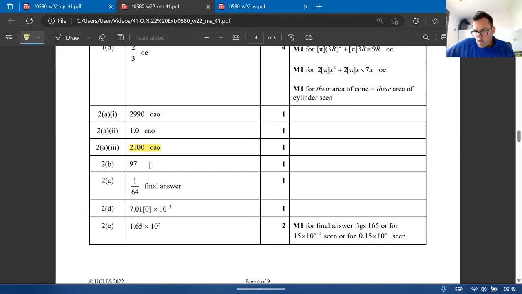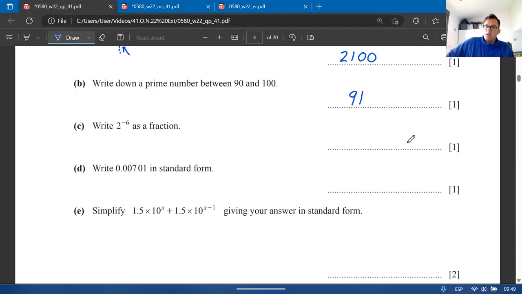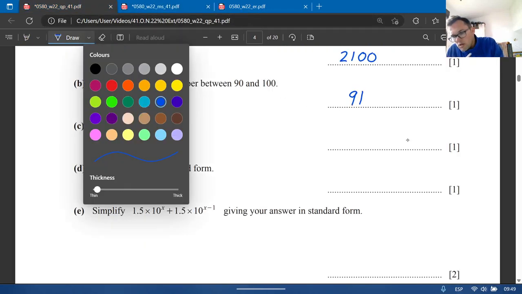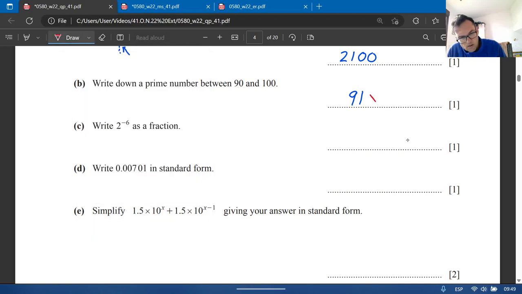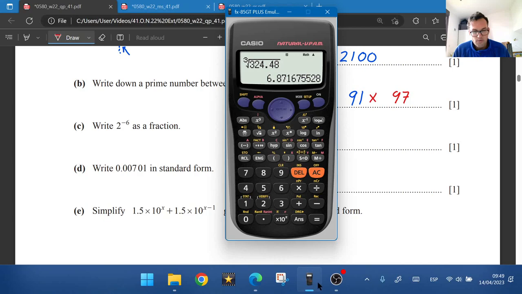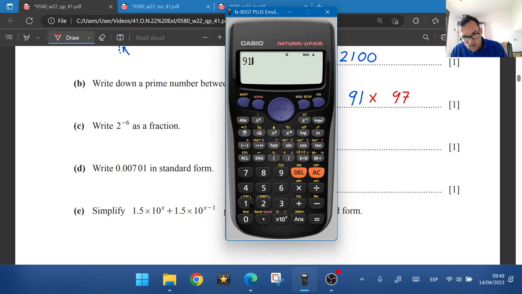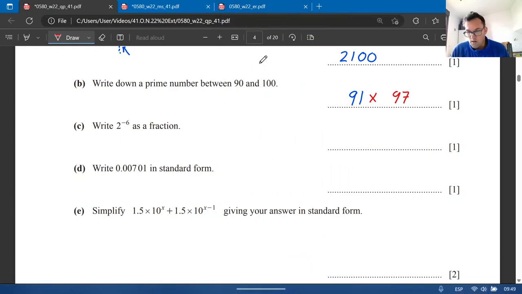97 probably as well. And I was wrong, you see, I was wrong early in the morning. What should you have done? What you should have done is taken 91 and said, fine, can I divide it by 4, 5, 6, whatever, by 7? Yes, I can divide it by 7. I didn't check. You need to check. So 91 is wrong. 97 is the only one.